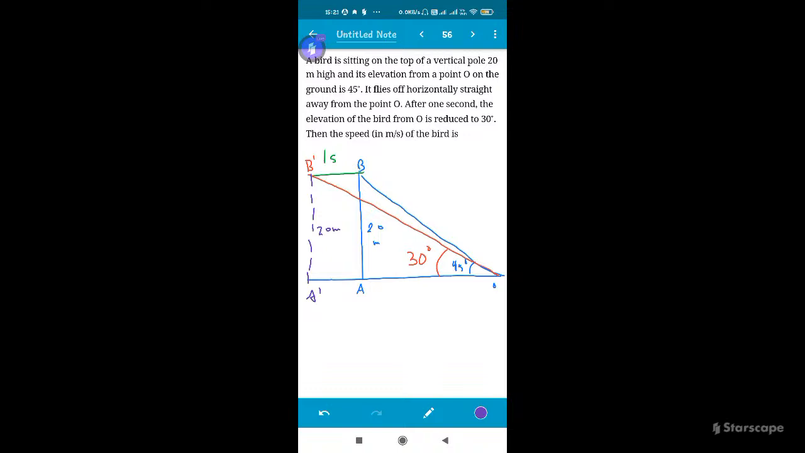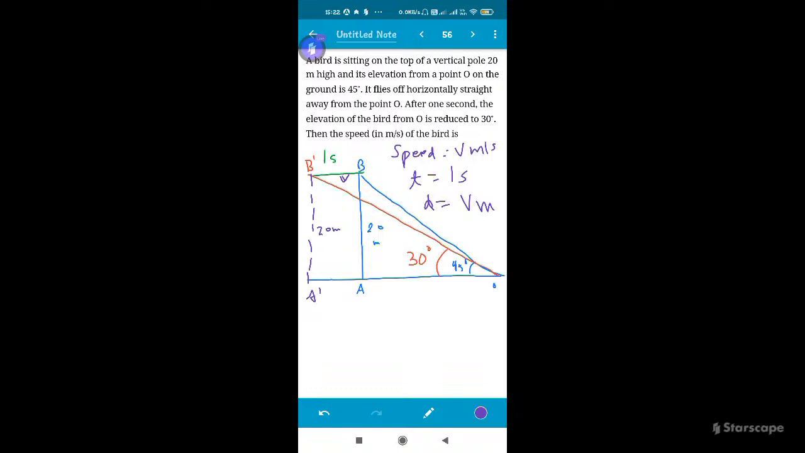So from B to B dash, the time required is 1 second. So if the speed of the bird is V, let us consider the speed of the bird to be V meter per second. The time required for traveling from B to B dash is 1 second. So what will be the distance? Speed into time, that means V into 1 is V, so V meter. That means from B dash to B, the distance is V meter. Okay, hope it is clear. Now your question is, you have to find the value of V.